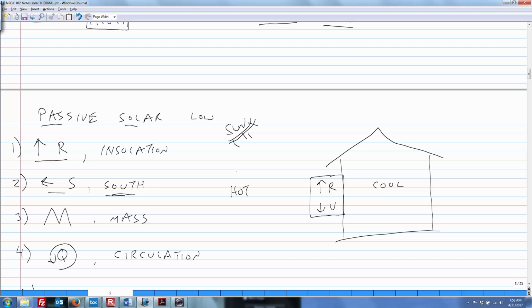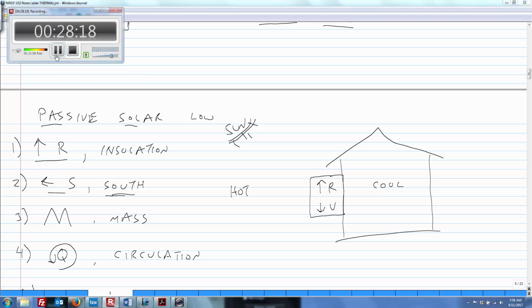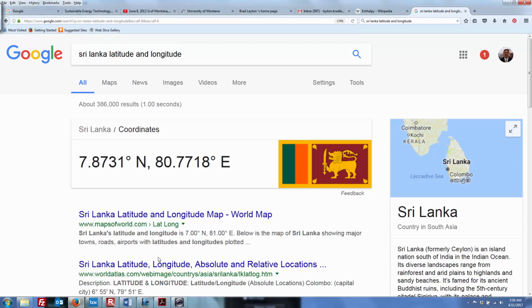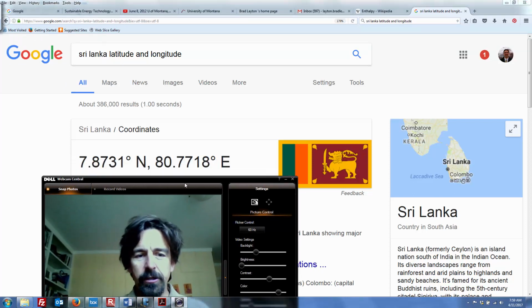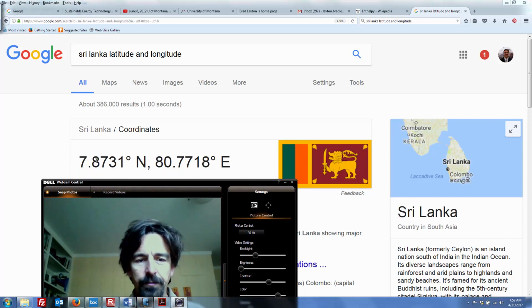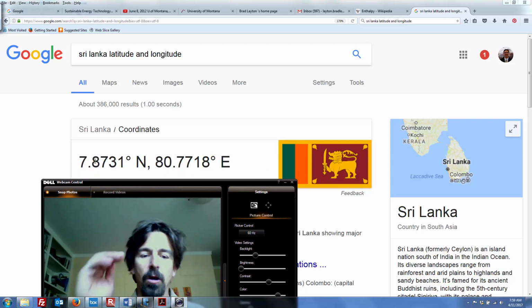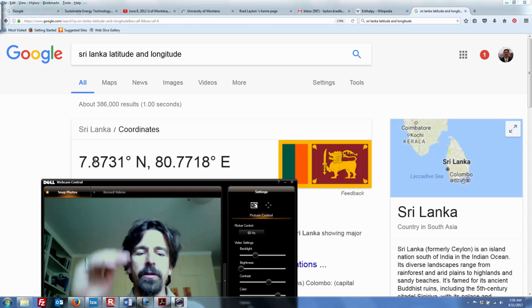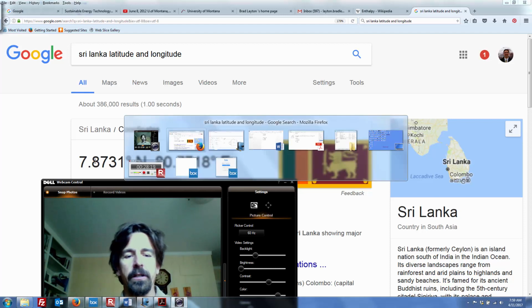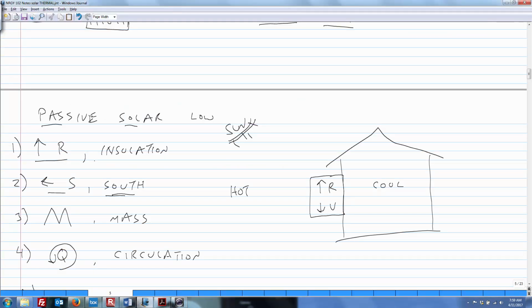Oh, and one second, I got to look at the latitude of Sri Lanka. One quick second. Okay, so I see that Sri Lanka is actually just barely in the northern hemisphere, so 7 degrees north, almost on the equator. So what I just said still applies. Anything in the northern hemisphere applies to this. You're going to want to have the sun there in the south. Well, the sun will be in the south if you're in the northern hemisphere.